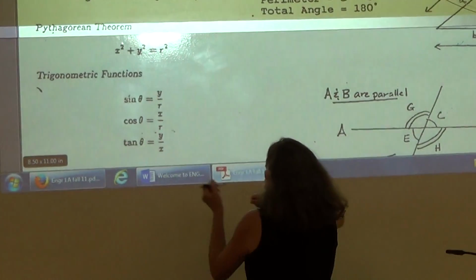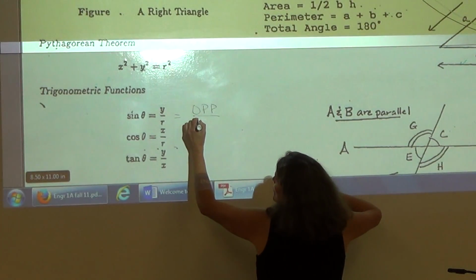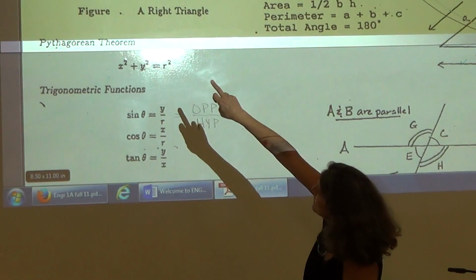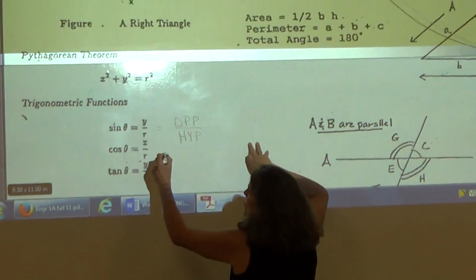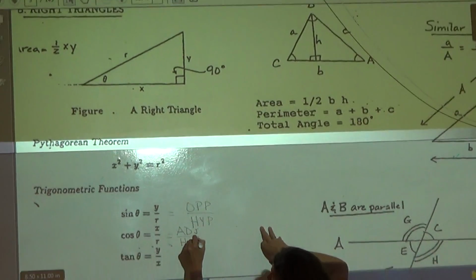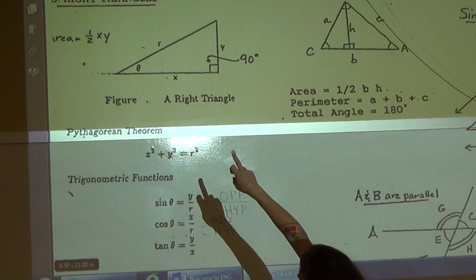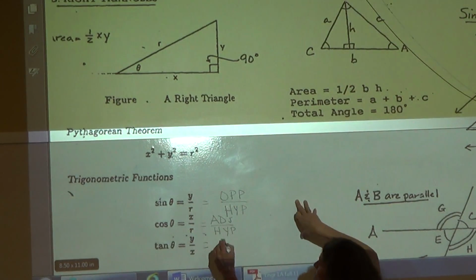the sine is the opposite side over the hypotenuse. So the sine of theta is y over r. The cosine is the adjacent side over the hypotenuse. So for theta, the adjacent side is x over r, and tangent is opposite over adjacent.